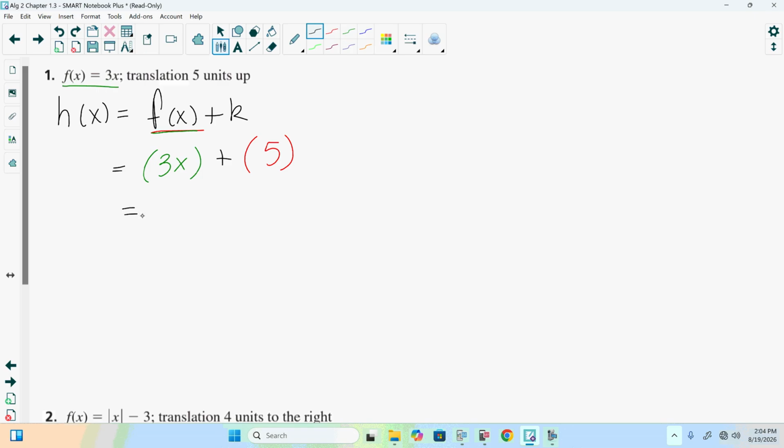Now we need to start simplifying. Our 3x, is there anything in front of it? Nope, so there's nothing to multiply, nothing to do with it. We just simplify those parentheses and give us 3x.